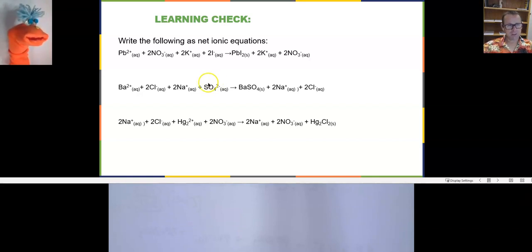What are the spectator ions here? The nitrate hasn't changed and the potassium ion hasn't changed. Very good. So the potassium ion and the nitrate ions are gone, and then we just write what's left over for our net ionic equation. Okay, if you didn't get that one, push pause and try it again.